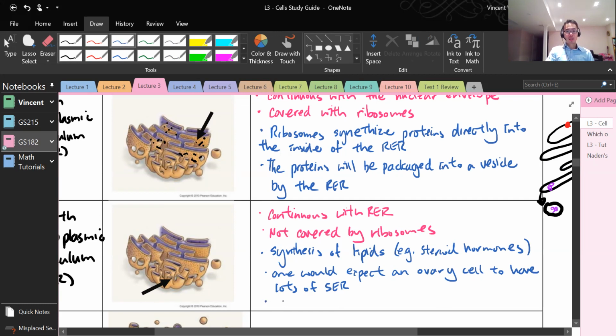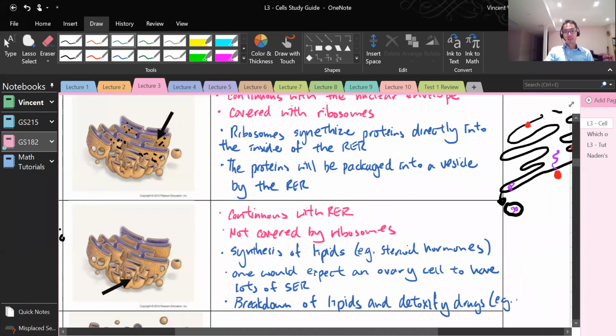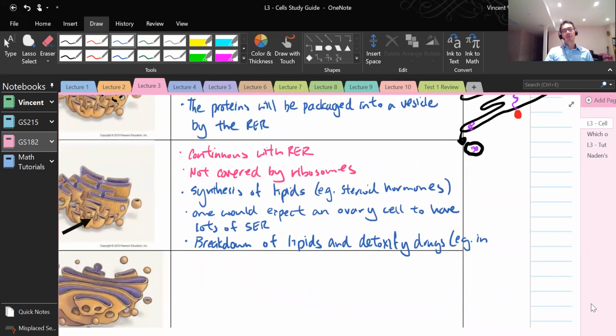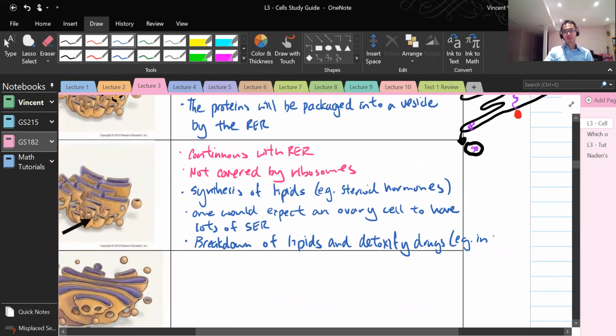Now, the smooth ER also has another role other than making lipids. They are also involved in the breakdown of lipids. Not only do you make them, you also break them down. You can break them down into their components, and then maybe you can use those components to make the lipids that you need. And detoxify drugs. So for example, in which organ? What organ is responsible for detoxifying drugs? The liver, that's right. Very good.